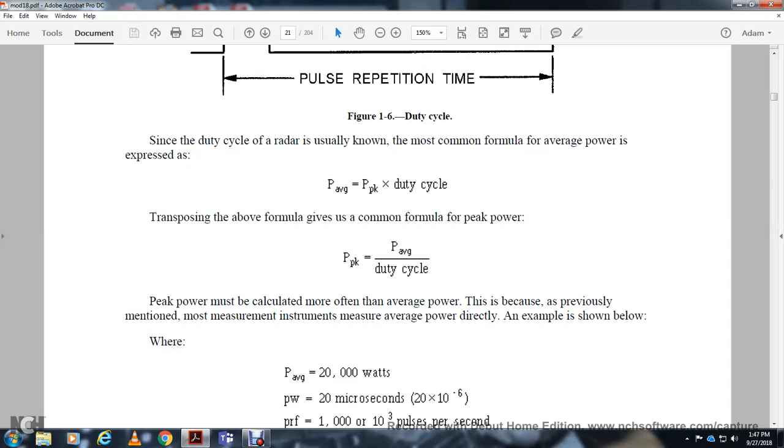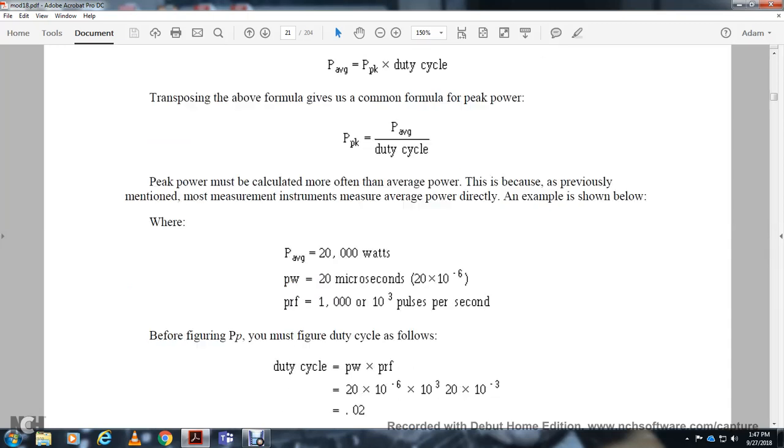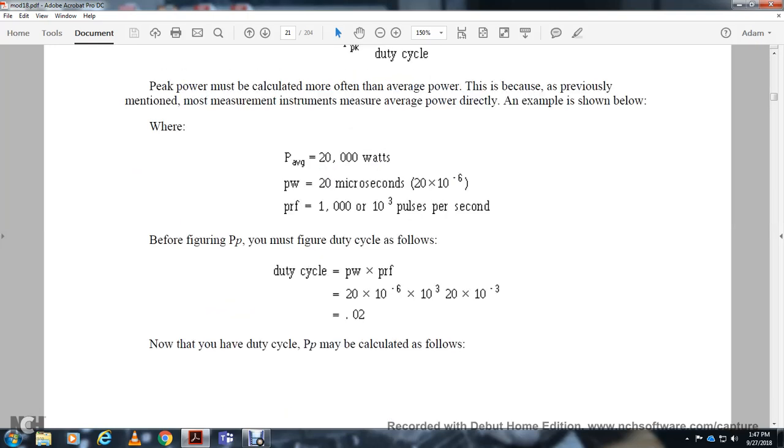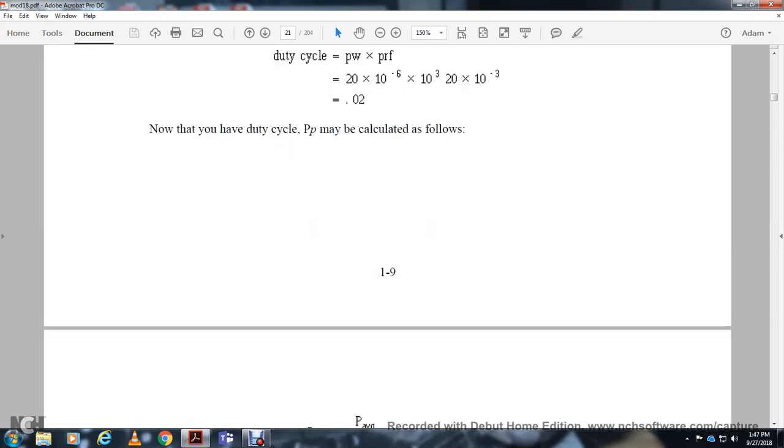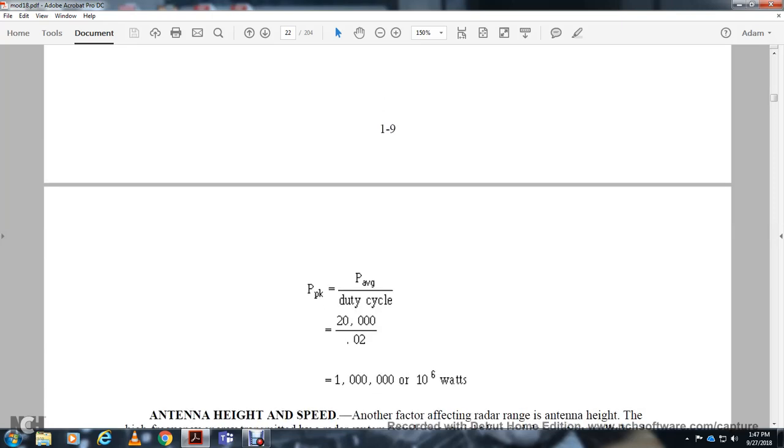Average power is 20,000 watts. Pulse width is 20 microseconds, and pulse repetition frequency is 1,010 pulses per second. To find the peak power, you must figure the duty cycle. Duty cycle equals the pulse width times the pulse repetition frequency. You get 200ths of a second for the duty cycle. Now you have the duty cycle. The peak power may be calculated as follows: peak power is equal to the average power over the duty cycle, 20,000 over 200 is equal to 1 million, or 10 to the 6 watts.